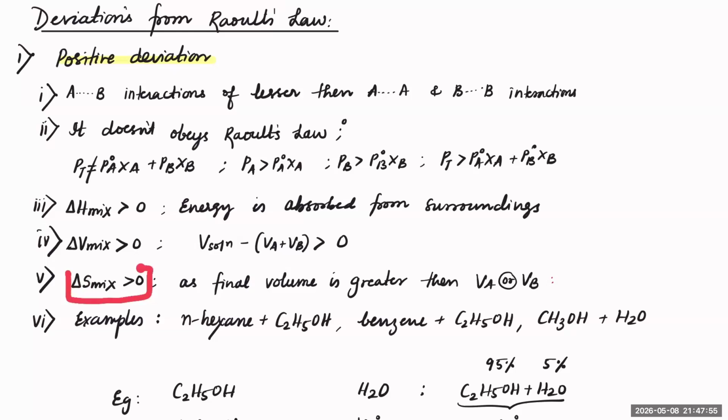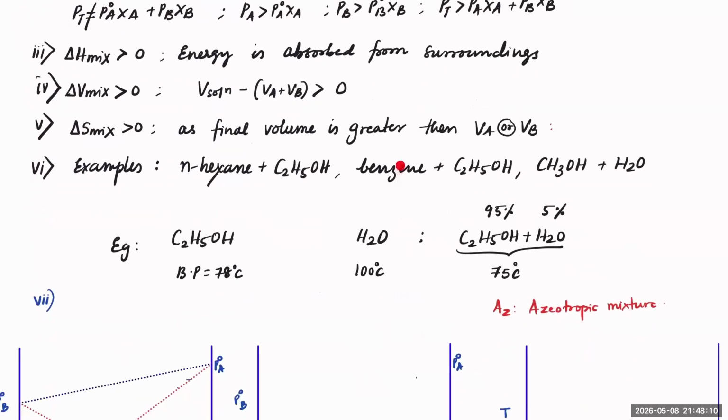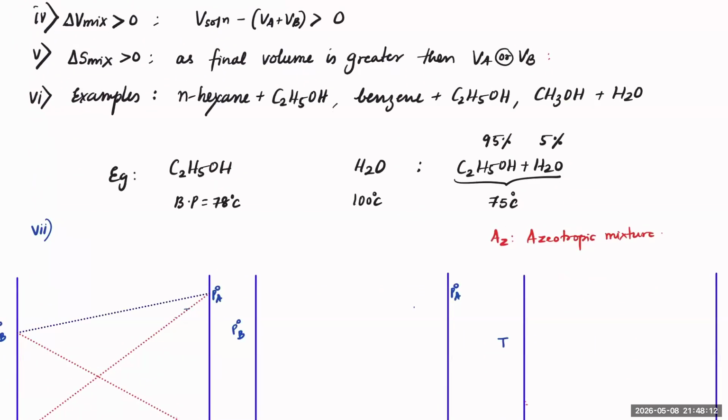And delta S of mixing in any case is positive because you are mixing two solutions. So overall volume is always going to increase. So the final volume is always greater than VA or VB. So therefore delta S of mixing is greater than 0. And these are very important examples, everybody.